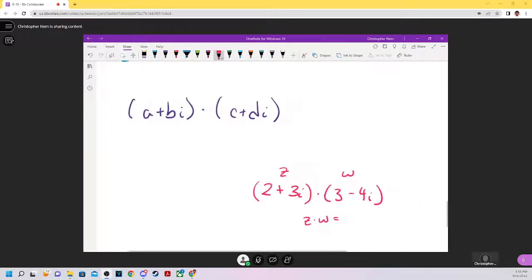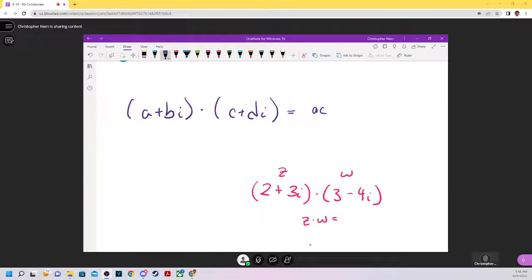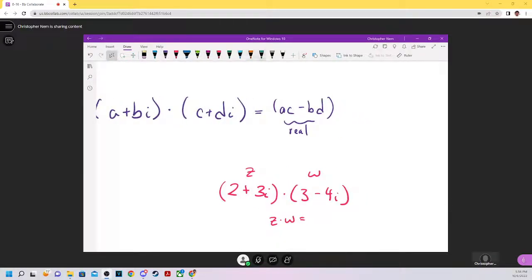Well, some of you guys might say FOIL. And foiling isn't the actual thing that's happening, but you can treat it like foiling. What I mean by that is, we define the multiplication as a times c minus b times d. That's going to be the real component. So the real component of our product is a times c minus b times d. That's the real components multiplied, subtracted by the product of the imaginary components. That's going to be the real portion of our product.